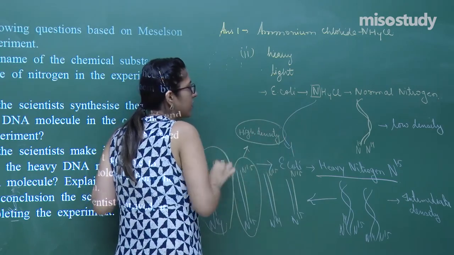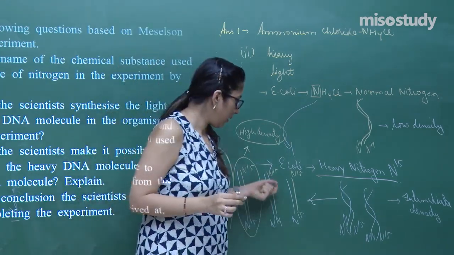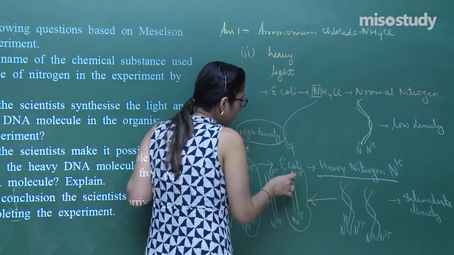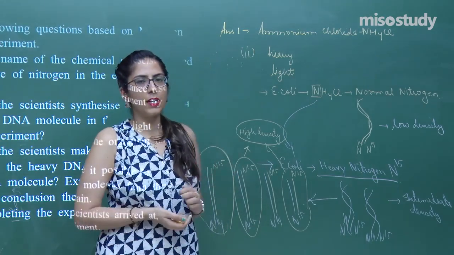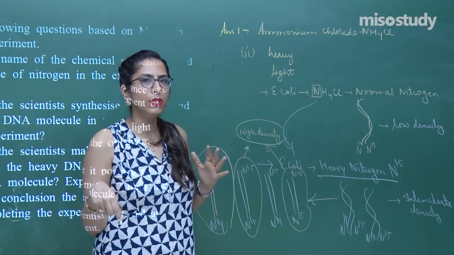I am not explaining in detail because we have already done the same in the sessions in detail about this N14 and N15. Similarly, this was also of a heavy density. With this experiment, it was concluded that out of the two strands of the DNA, one acts as a parental strand and another is newly synthesized.